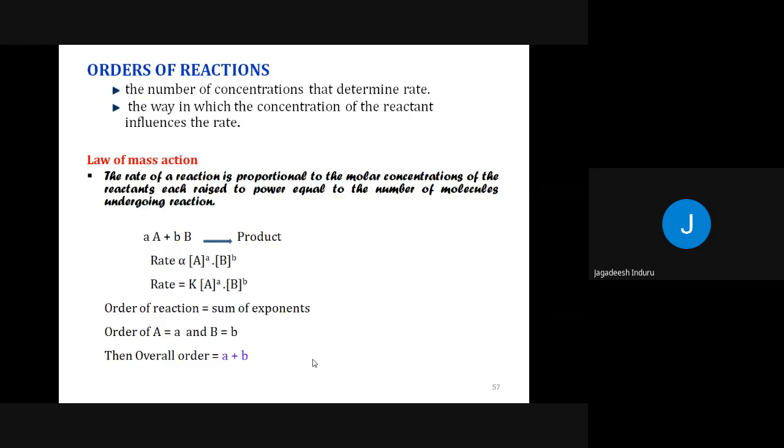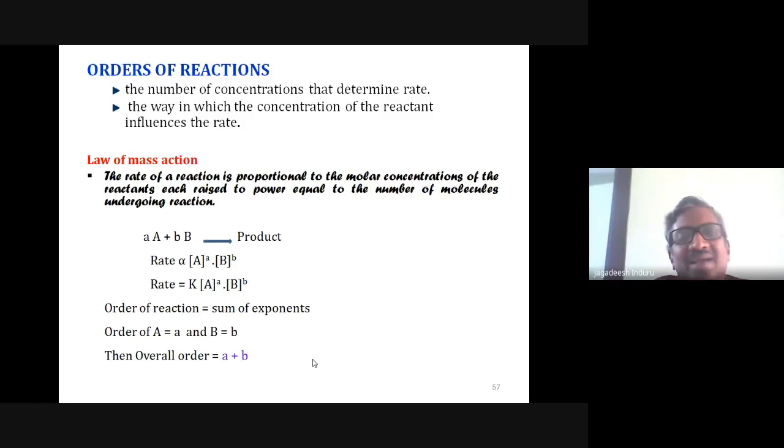So in this particular case, when you take the reaction aA plus bB, small a is the number of molar concentrations involved for A, small b is the number of molar concentrations involved for B, and you are going to get a product. The rate is directly proportional to capital A to the power of a, capital B to the power of b. Sometimes a and b are equal, that is the same.